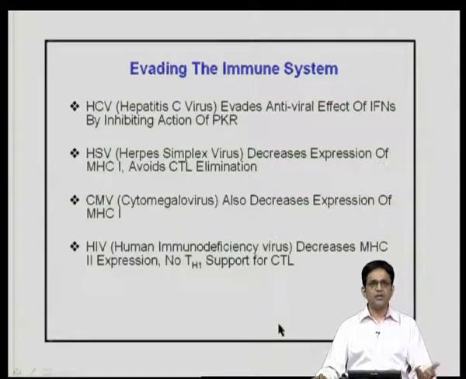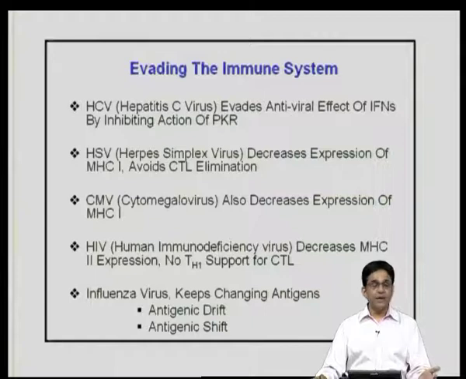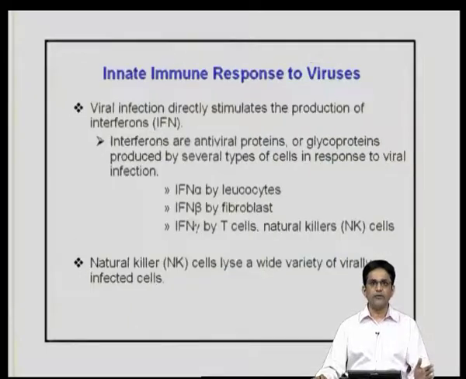Then you have HIV, which decreases MHC class II expression. The large majority of your CD4 positive cells are destroyed, and as a result the helper activity is less, and therefore the CTLs that are generated are often not fully functional. In case of influenza, it is a little bit different because they keep changing the antigens, and that goes by antigenic drift or shift.